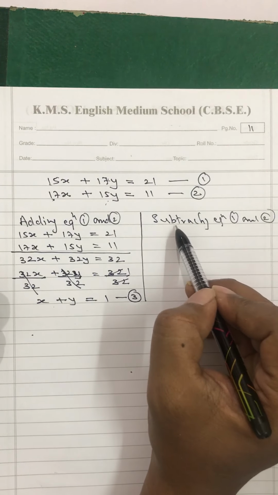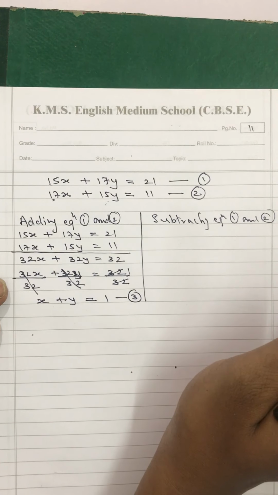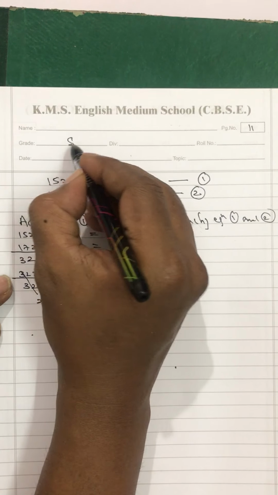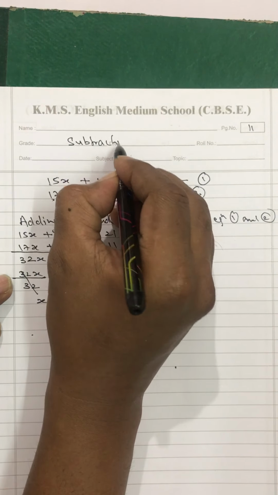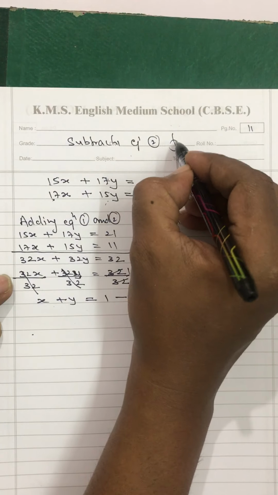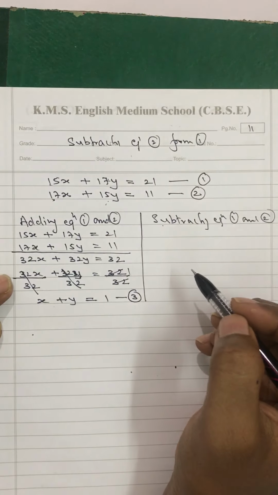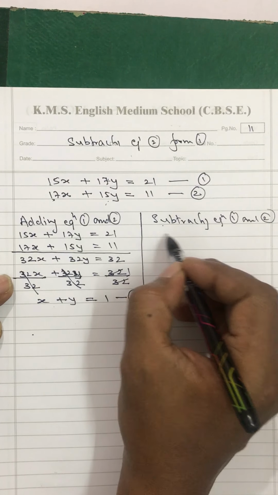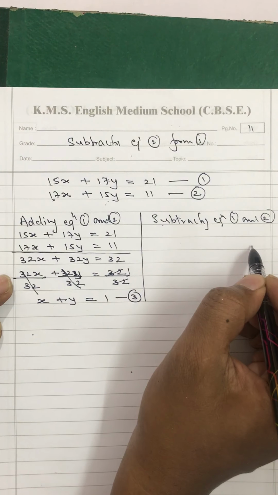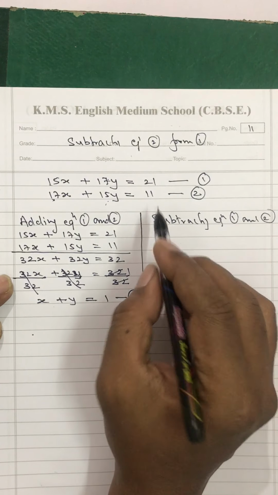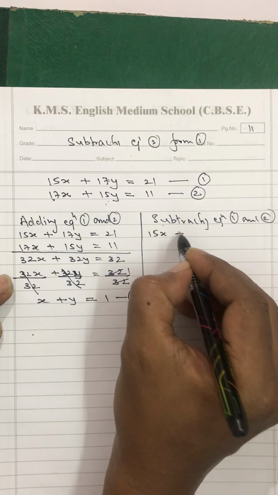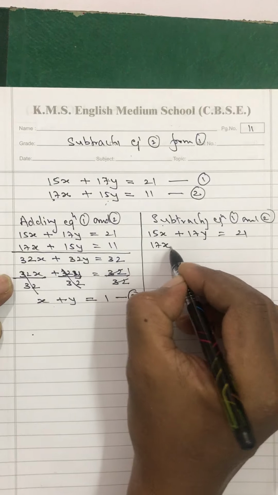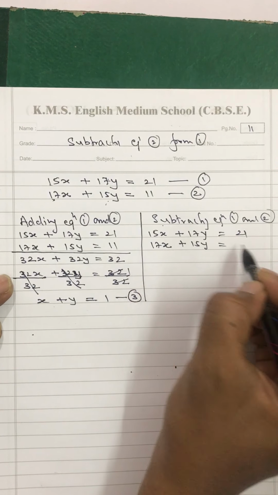If you are going to write "subtracting equation so and so from so and so," supposing I write subtracting equation 2 from 1. When I am writing this 1 from 2, that means I will have to write the second equation first and the first equation next. But my alignment is going to be like this: 15x plus 17y is equal to 21, 17x plus 15y is equal to 11.